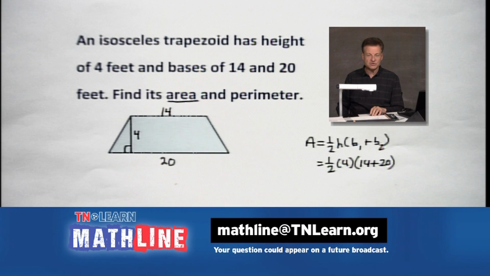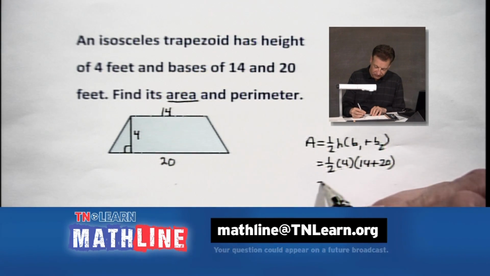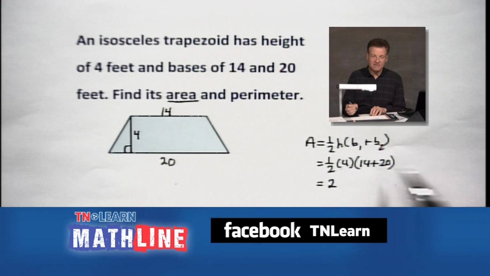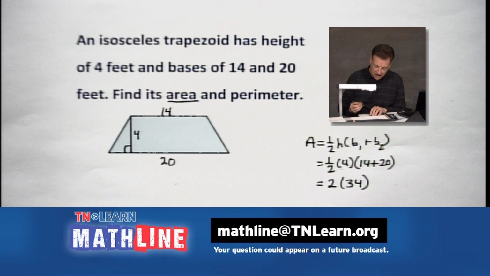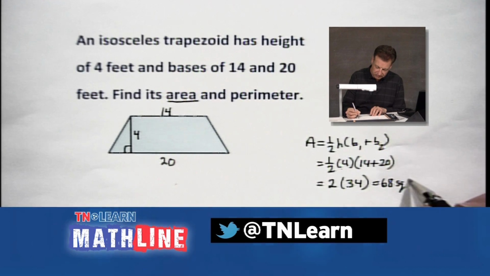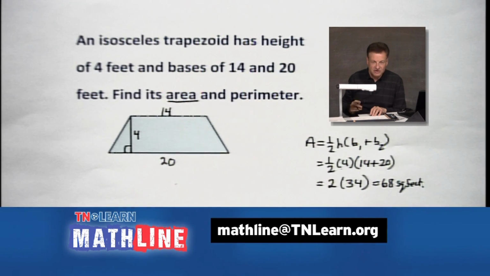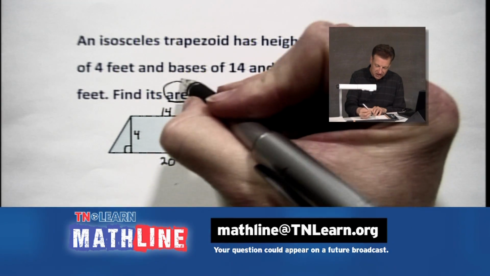All right, well, that was straightforward enough, wasn't it? Everybody got the right numbers in there at home? Now, 1/2 of 4 is 2. And we can add 14 and 20. That's easy. That's going to give us 34. And with that in mind, that gives the area of 68, and that would be square feet. All right, there's your start. So we got the area because we knew everything.